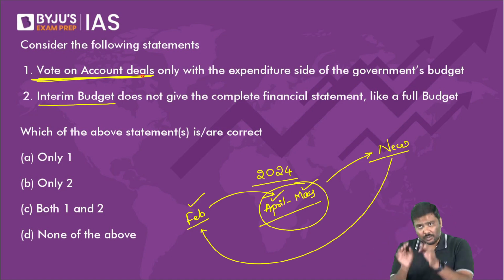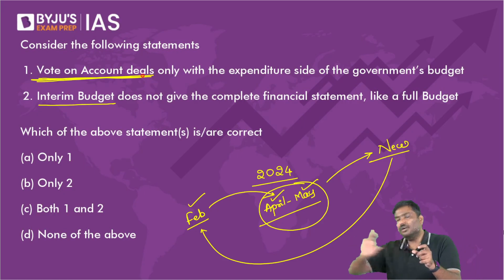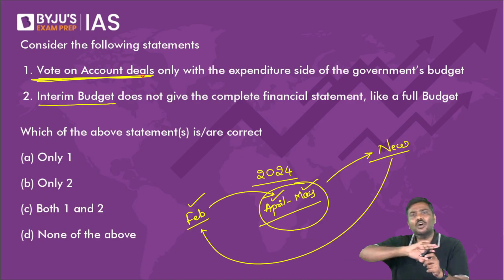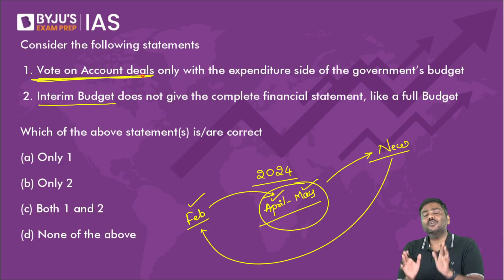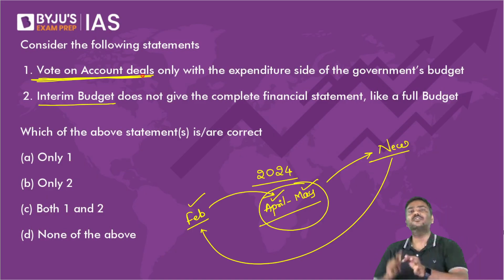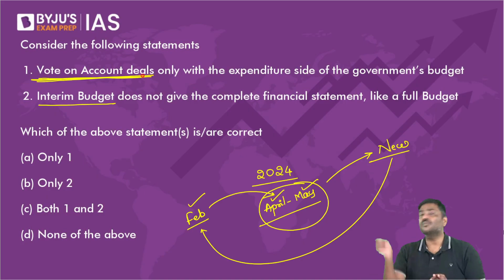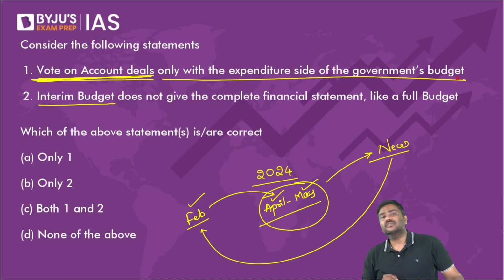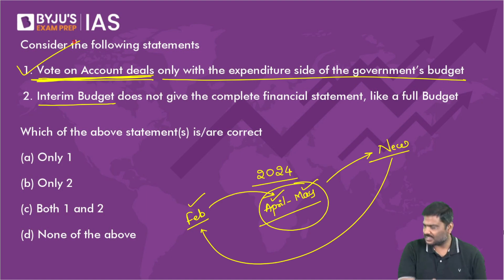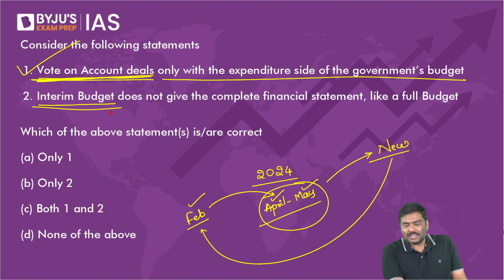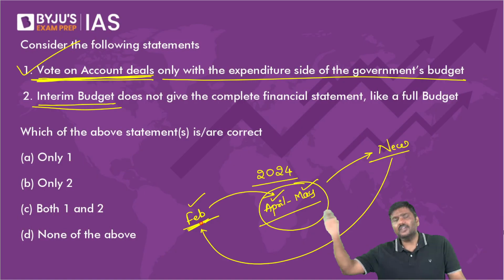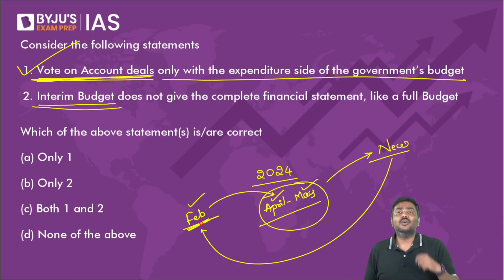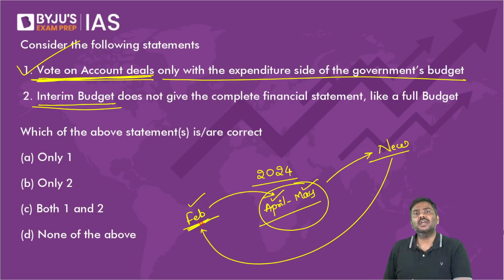The government, one option for them is they will announce only the expenditure side of the budget. They will not talk about incomes. They will not talk about receipts. They will not talk about disinvestment, nothing. They will simply give you information regarding expenditures to be incurred for the next 2 months. This is called vote on account. Look at statement one. Vote on account deals only with the expenditure side of the government's budget. Is the statement correct? Yes. Let me go to the second one. Interim budget. That is, let's say 1st February 2024, the government, rather than providing vote on account, there is one more option. What is the other option? They will announce a full budget. Full budget.